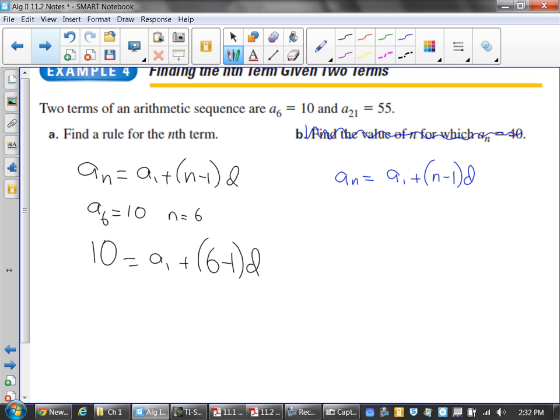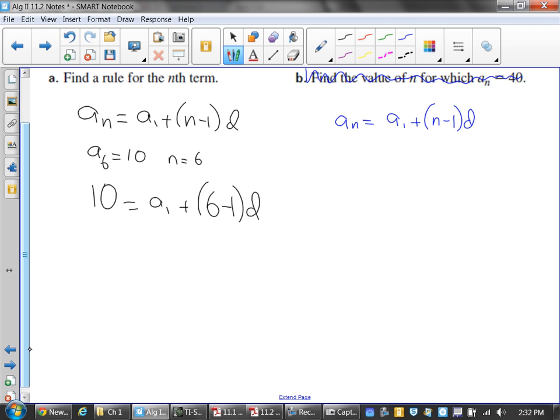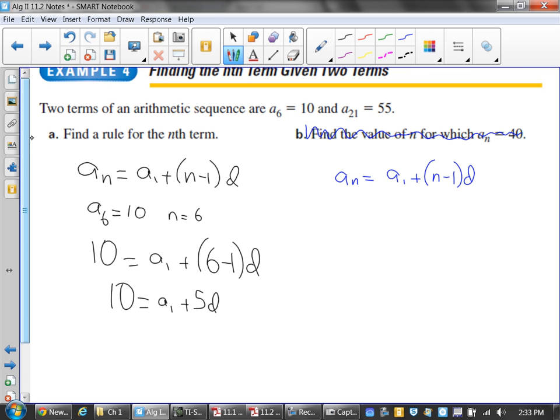What's 6 minus 1? Okay. So I'm going to write it and leave it. 10 is first term plus 5d. I'm going to do the same thing with the other set. See what I'm setting myself up to do here? A system of equations. That one was the 21st term, which is 55. So n is also equal to 21 in this case.